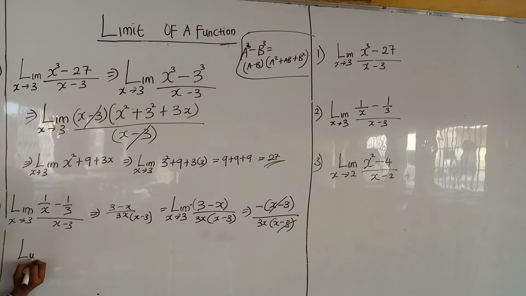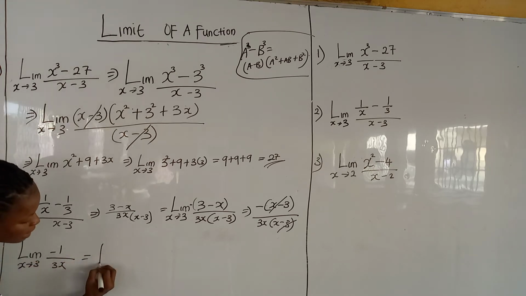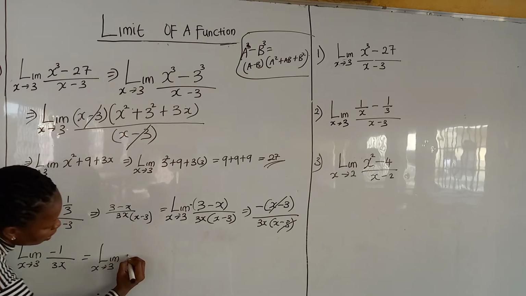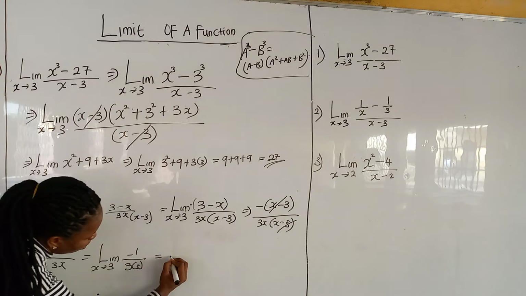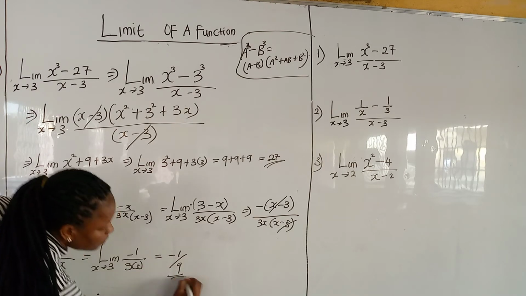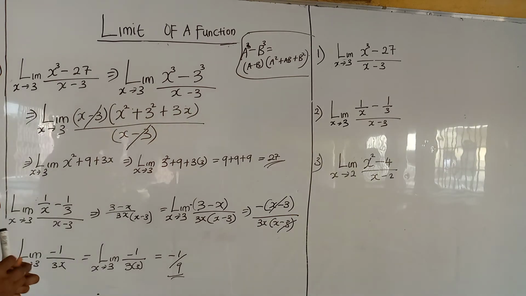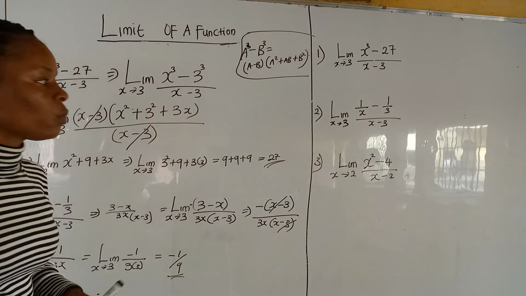The limit as x approaches 3 of minus 1 over 3x. If you substitute the value of x here, my limit as x approaches 3 is minus 1 over 3 times 3, which is minus 1 over 9.